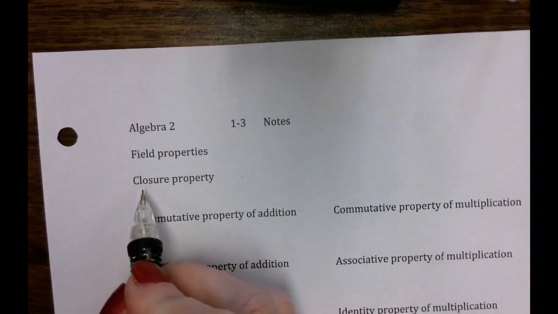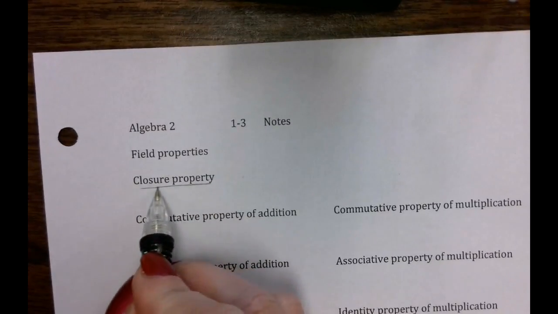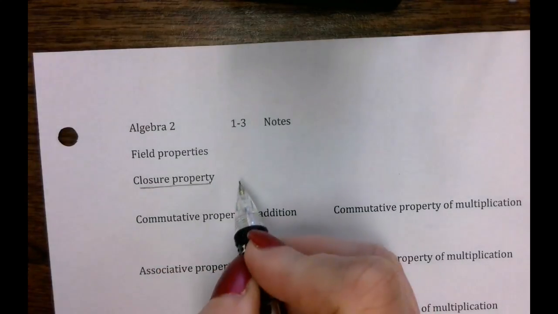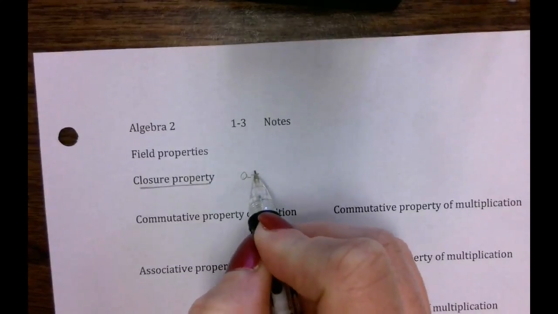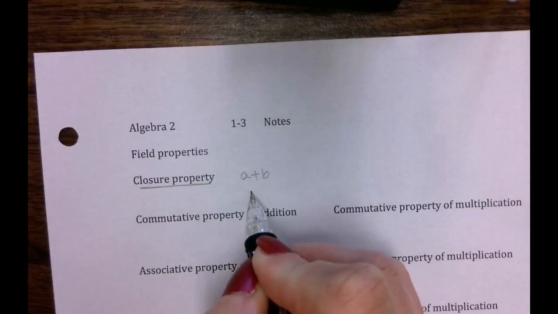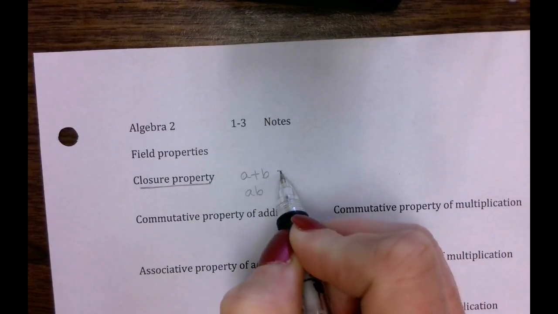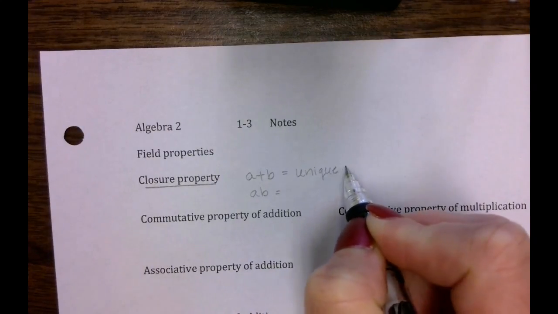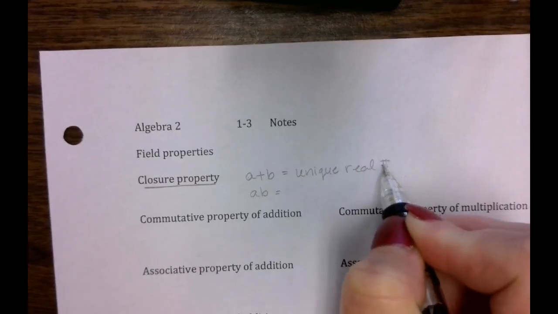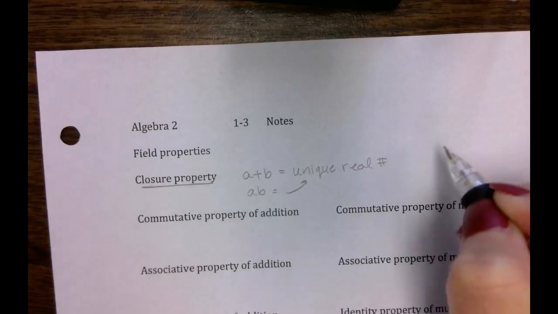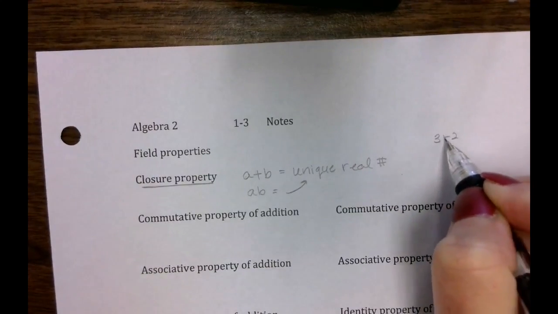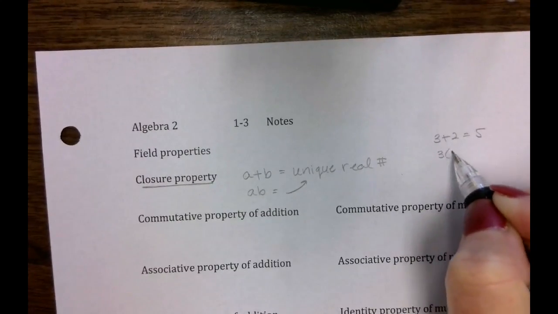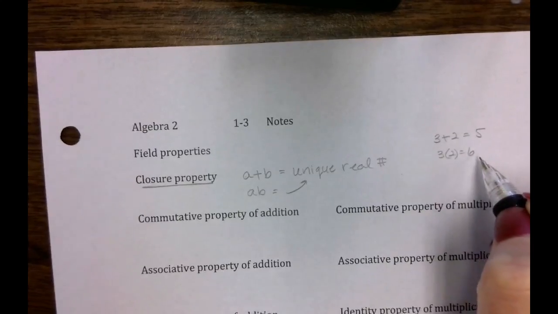And the very first one, I think, is probably the hardest one to understand, is the closure property. What it basically says is that if you take any two real numbers and either add them or multiply them, you are going to end up with yet a unique real number itself. So if you take like 3 plus 2, which are two real numbers, you're going to end up with a real number. 3 times 2, which is 6, 6 is a real number.